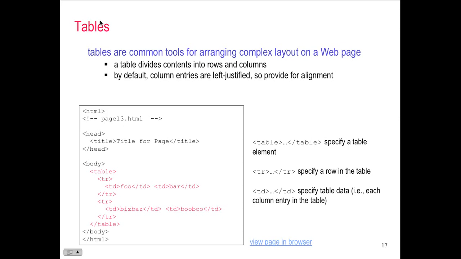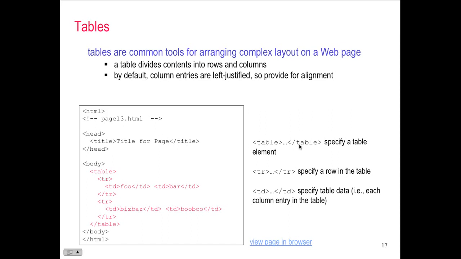Table is the replacement essentially, or the divs are the replacement. So anyway, tables are common tools for arranging complex layouts on web pages. A table divides content into rows and columns. By default, table column entries are left justified, so you can provide some alignment. So here we have the title, and then inside of the body we have a table.